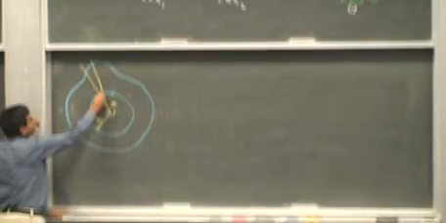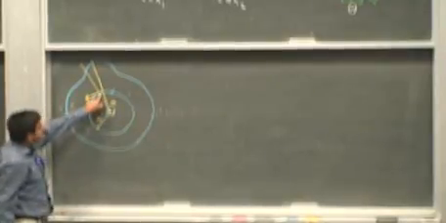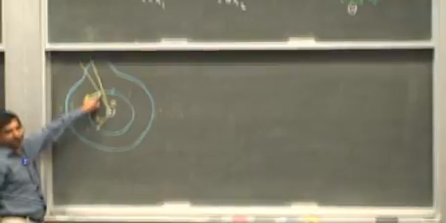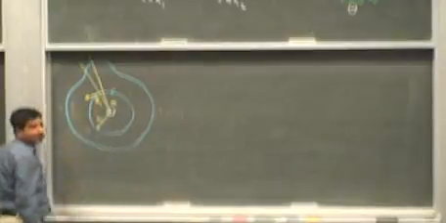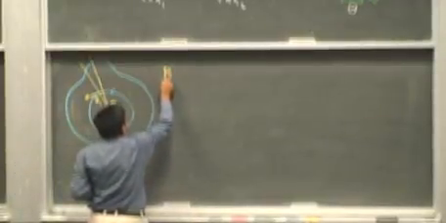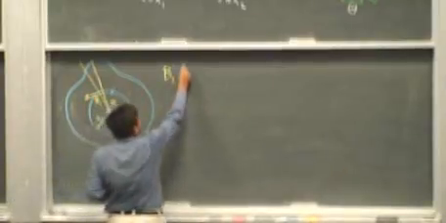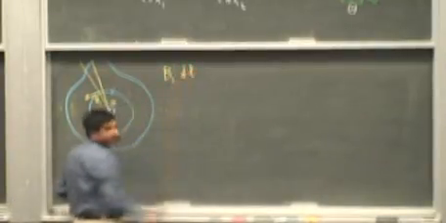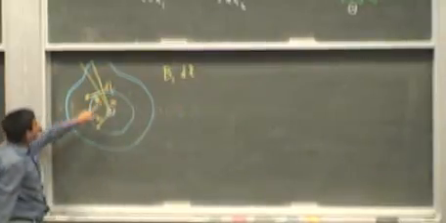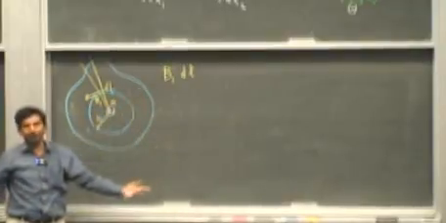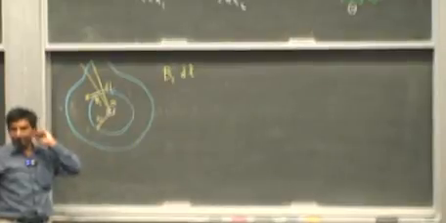Now along this path, I know that the magnetic field is pointing in this direction, and the paths are also parallel to the magnetic field. So if the field here is B1, and suppose this arc length is dl, then the dot product here is going to be B1 into dl, because the angle between the B vector and the dl is 0.